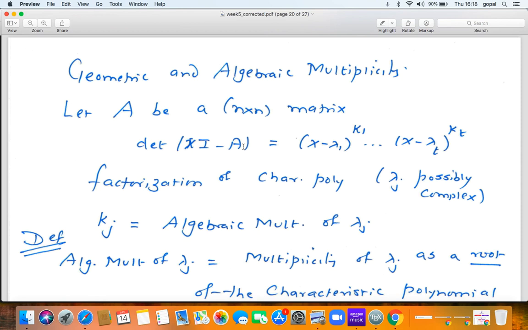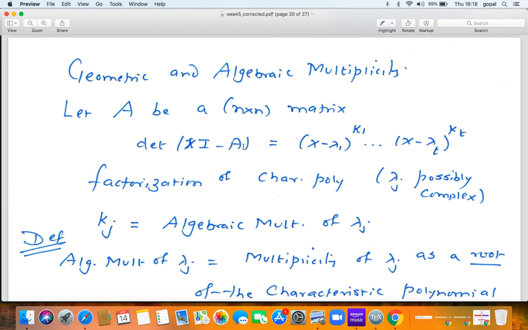Let the roots be complex, doesn't matter. Let the roots be lambda 1, lambda 2, ..., lambda t. But lambda 1 may be a repeated root, in which case I'll write it as x minus lambda 1 to the power k1, x minus lambda 2 to the power k2, dot dot dot, x minus lambda t to the power kt. These k1, k2, kt are called the algebraic multiplicities of the eigenvalue.